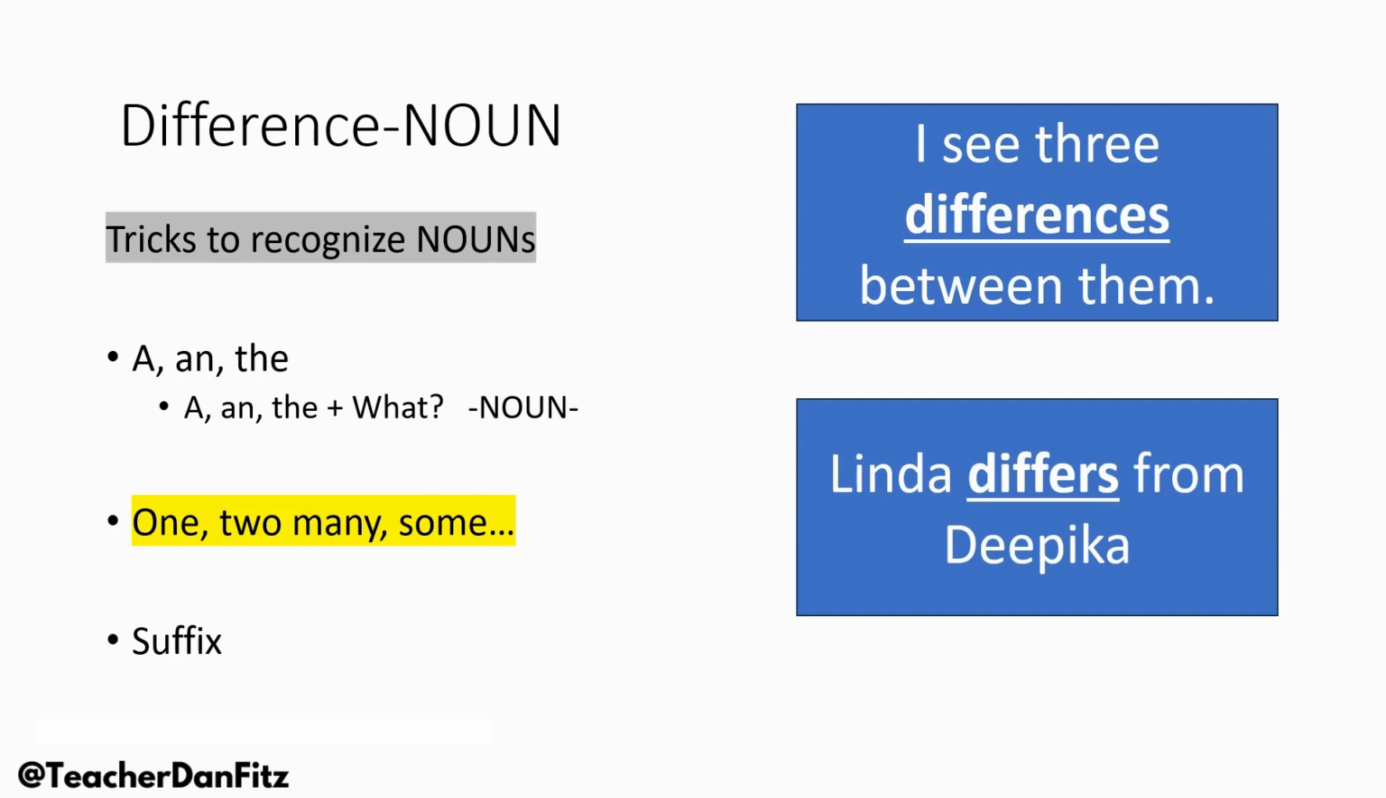Here's an example so you can see how nouns can be plural and have an S, but verbs have an S and they're singular. I see three differences between them. Here you see three, and there's an S on differences, so I know, yes, that's a noun. But in the second sentence, Linda differs from Deepika, I have an S on differs, not because it's a noun, but because it's a verb, and my subject is Linda. So with present simple, and if it's he, she, or it is the subject, we put that S on the verb. So don't get confused by that.